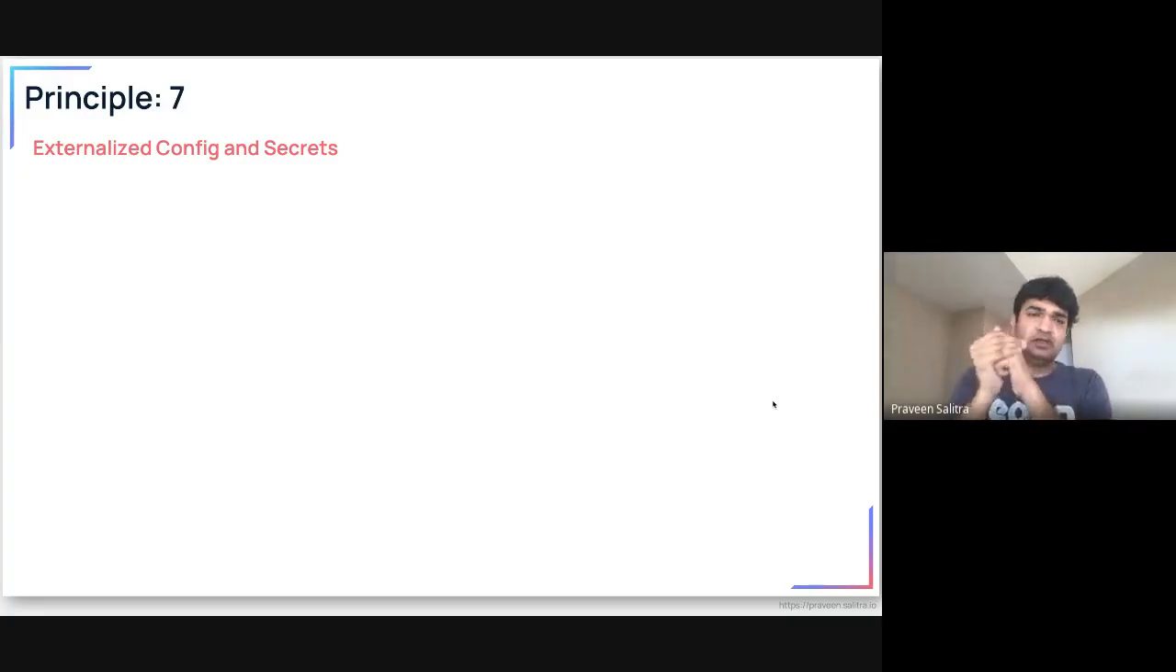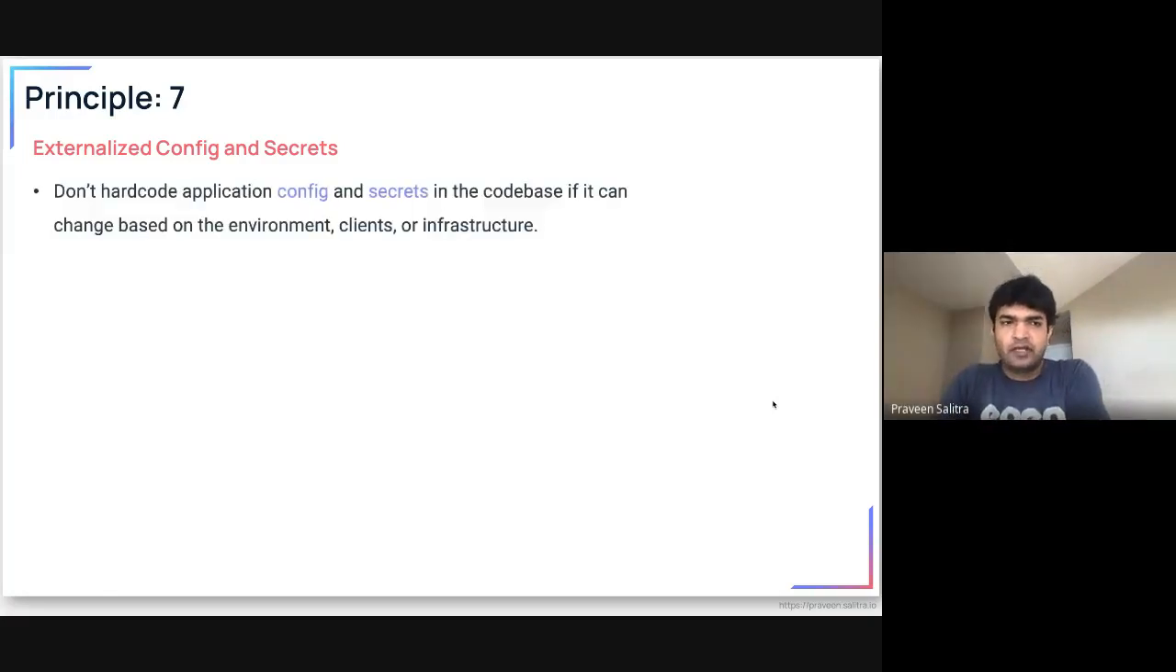So there is an important distinction here, because if you hard code the config and the secrets into the code base, then you cannot use the same code base or the same package in different environments. So always think of not hard coding these things, right? Because these things may change based on the environment, based on the client, based on the infrastructure.